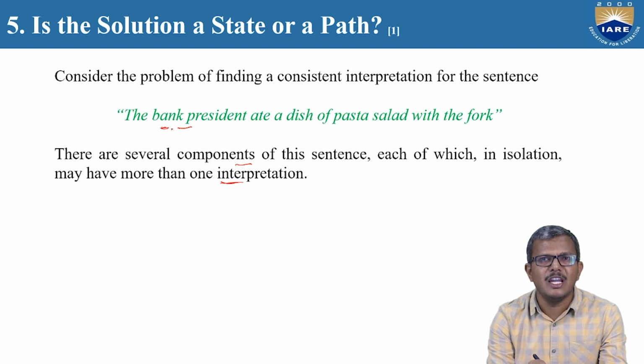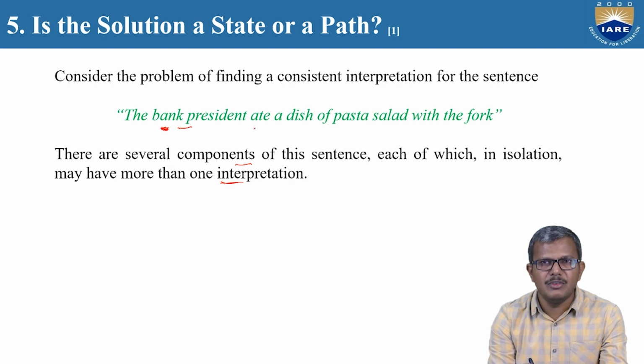Why? Because if the AI machine has common sense, it can simply understand that bank president means the president of some Axis Bank or HDFC Bank, like that. But if your AI machine is not incorporated with any common sense reasoning, it will be in a dilemma to understand what kind of bank this is.